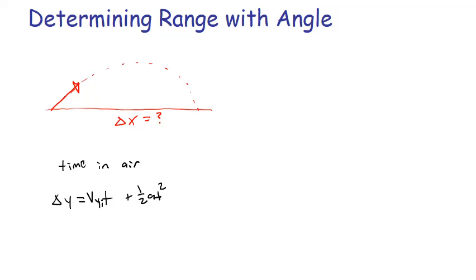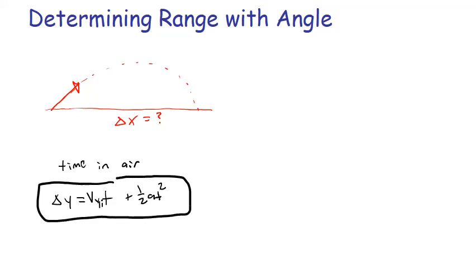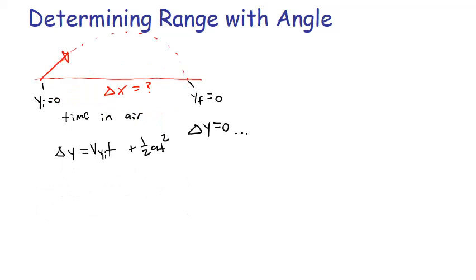We know that time in the air is based on our y motion, right? And so, in terms of delta y, y final and y initial are both going to be 0 here. So the change in y is going to be 0. And so we know that. And we know that the launch is going to be at an angle. We have certain velocity at an angle. We have Vx, we have Vy.